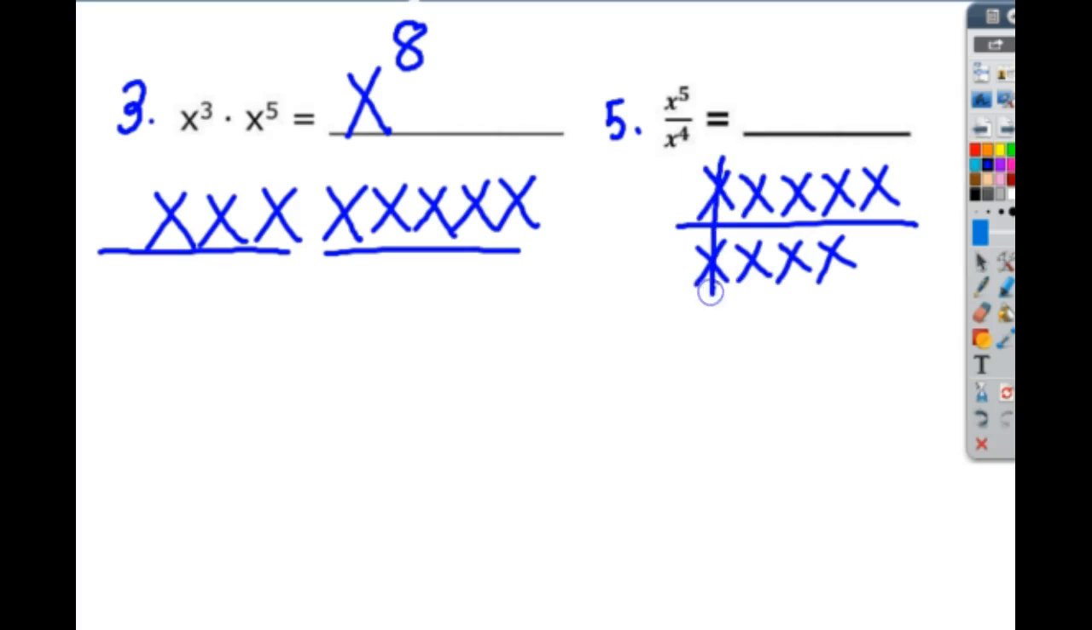All you got to do is cancel out the x's. How many are left? Just 1. We usually don't write x to the 1st power. I think I numbered this one incorrectly. This one was problem number 6.